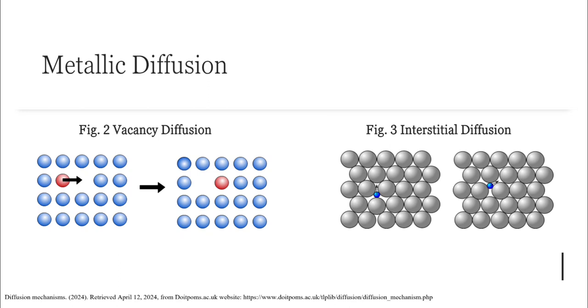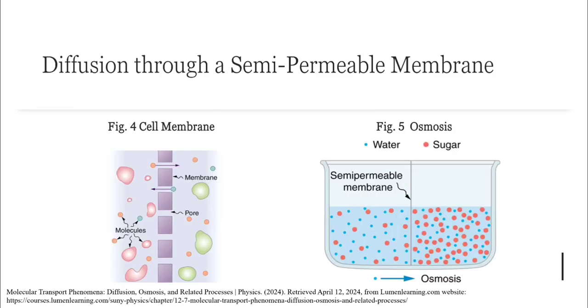Vacancy diffusion involves the metal atom moving into an empty spot in the lattice. Interstitial diffusion refers to an atom being able to diffuse between the atoms of another metal. Another type of diffusion is mass transfer through semipermeable membranes. This type of diffusion is seen in cell membranes where molecules can travel in and out of a cell, and in osmosis, which refers to the movement of water.